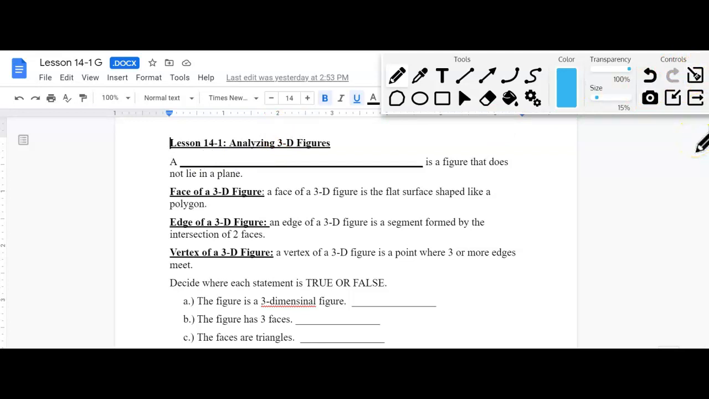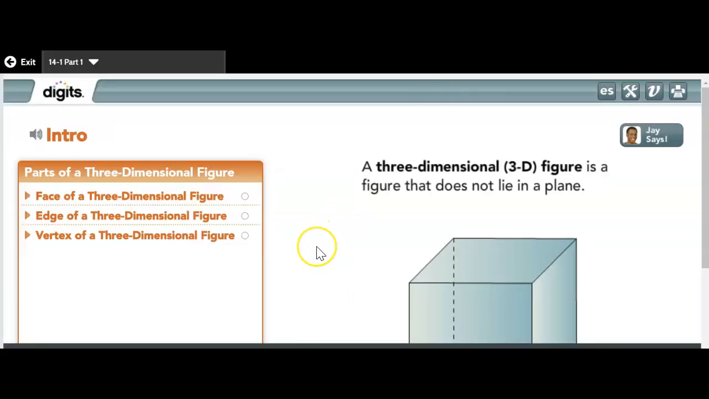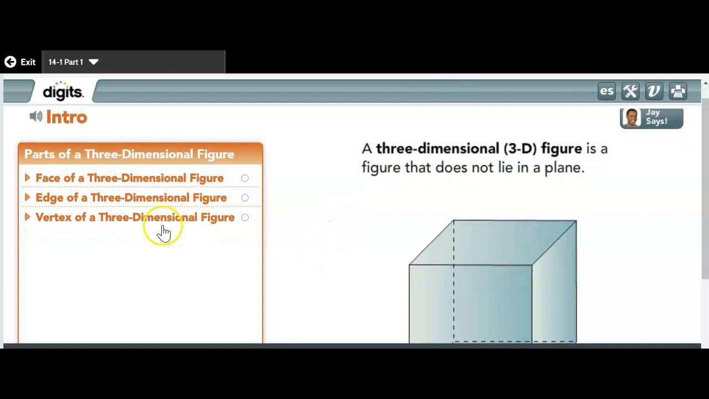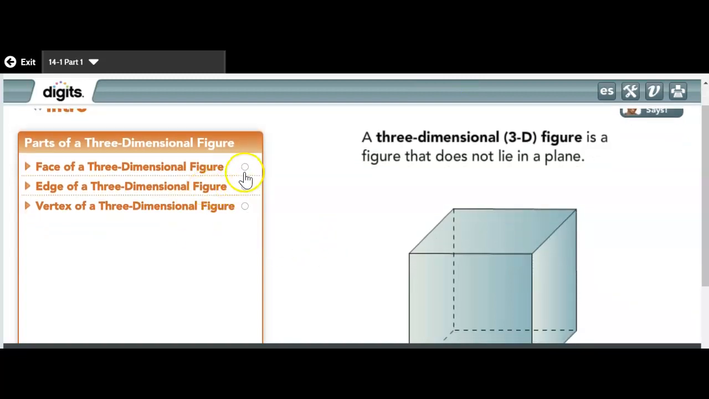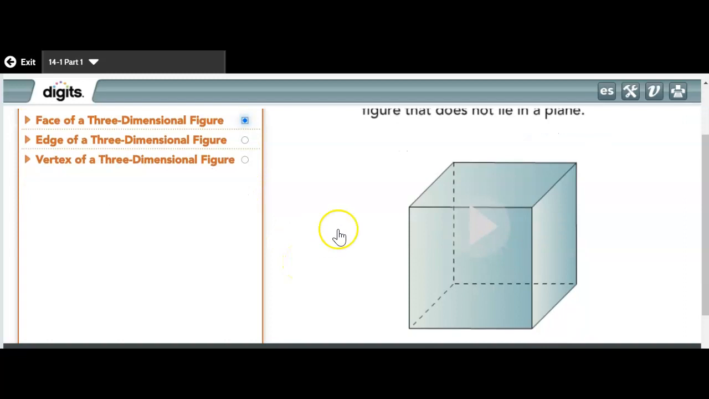All right, let's identify the different parts of a 3D figure. A 3D figure has faces. So the faces of a 3D figure are these. A face of a 3D figure is the flat surface shaped like a polygon. So it's the 2D shape on the three-dimensional object.